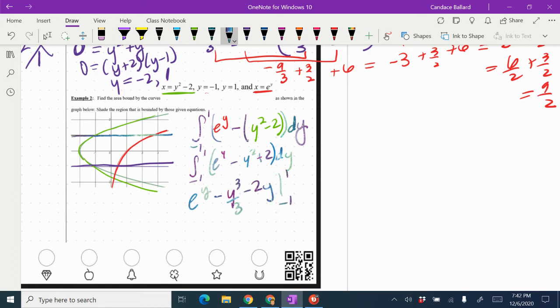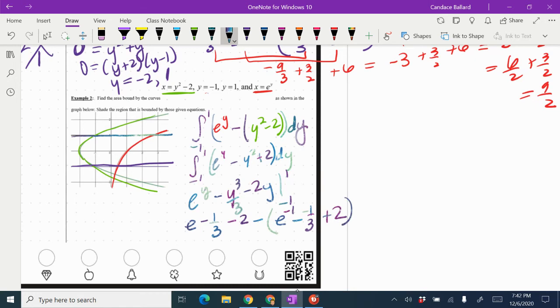Let's go ahead and plug in our 1. We plug in our 1, we would get e to the first, or just e. 1 cubed is just 1, so -1/3. And then 2 times 1, -2 times would be -2, and then put minus and a big parentheses. I would get e to the -1 power minus -1 cubed would be -1/3. And then -2 times -1 would be +2.